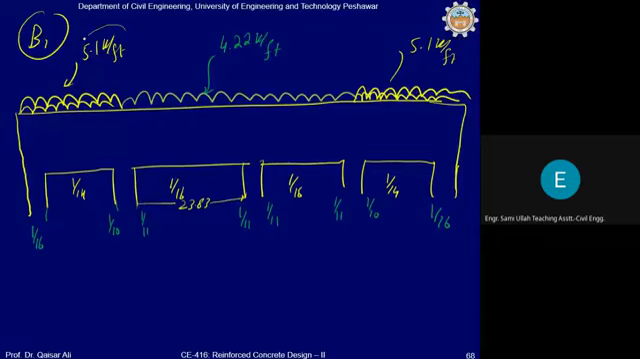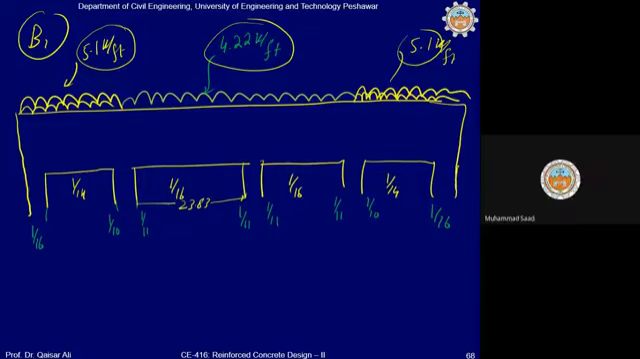Wu value for each span is also given. For exterior spans it is 5.1, and for interior span it is 4.22. So Wu ln square for each span you can calculate, and you can analyze the beam. Similarly, using shear coefficient, you can calculate the shear force values at all the supports. Okay, clear? Yes, sir. Clear.